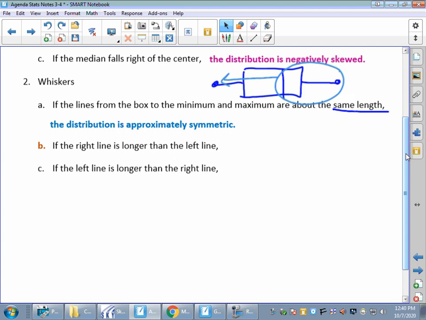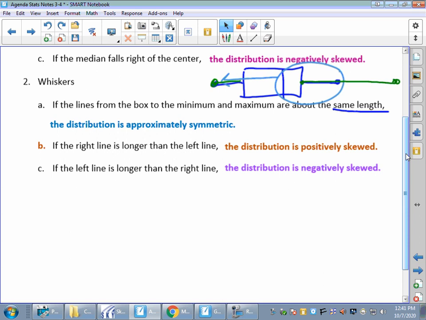If your right line is longer than your left line, so this guy is just doing what it does, but this one is way out, again, that supports a positive skew. I've got a lot of data that's pulling to the right, or the positive direction. And if my left line is longer, my distribution is negatively skewed. I've got a lot of data pulling to the left, or to the negative direction.